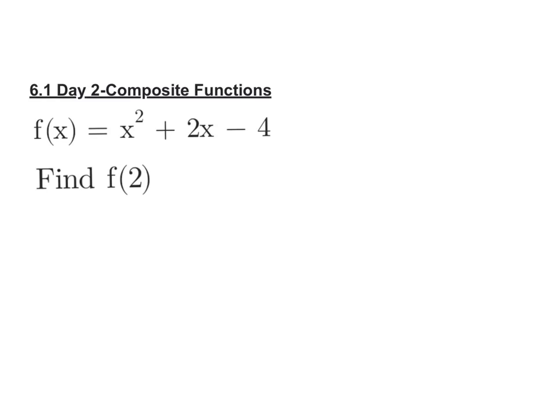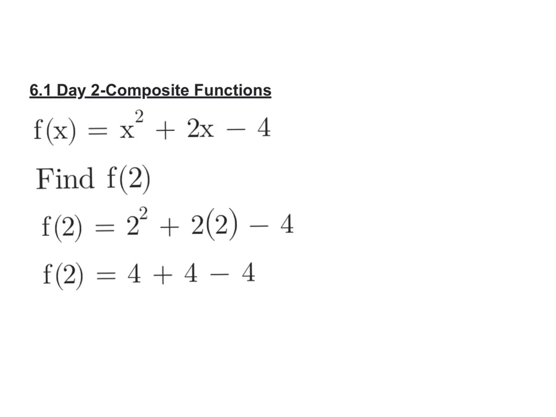Just taking a glance around, looks like you did pretty good. So all you're really doing is substituting 2 in for x. Everywhere you see x, you put 2 in, right? So I get 2 squared plus 2 times 2 minus 4. That's 4 plus 4 minus 4, which is 4. How many of you had that? Very good.